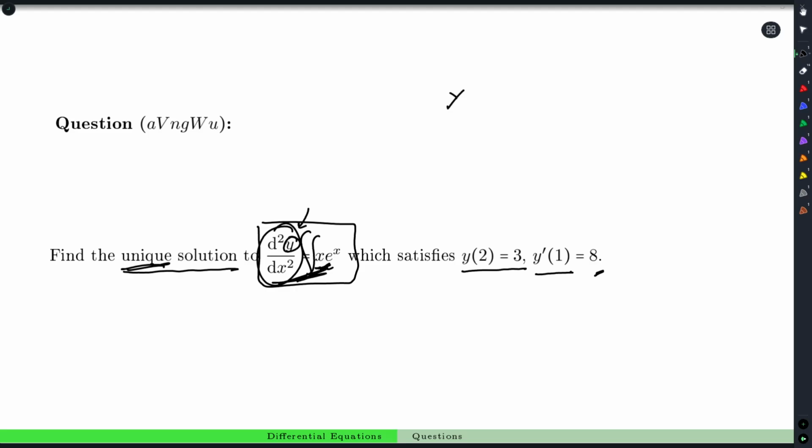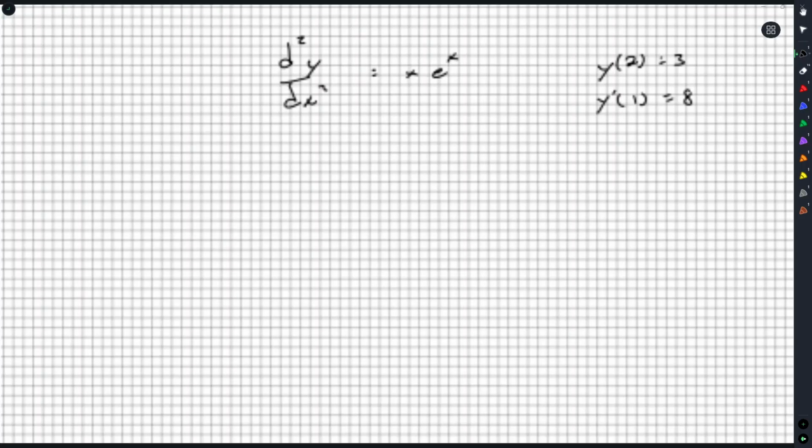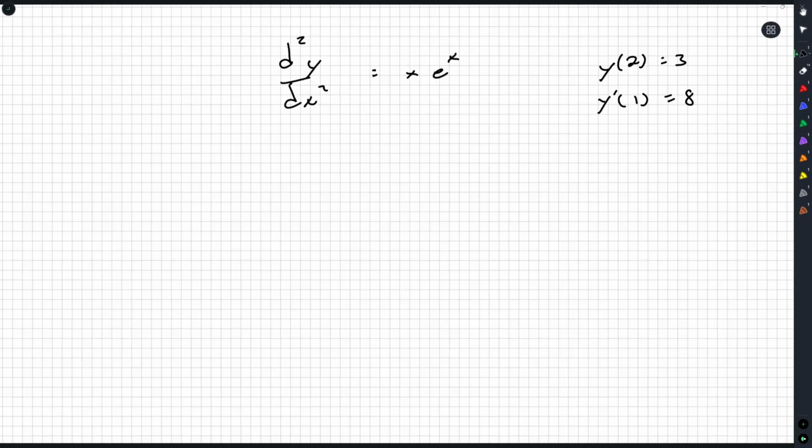So we've got our second derivative, x e to the x, and the initial conditions. What was it? y at 2 was, I want to say 3, and y prime at 1 was 8, something like that. I will double check. Oh, look at that, I got it right. Yeah, sometimes I get it wrong. It's always good to double check before you launch into a lengthy calculation, as I say a lot.